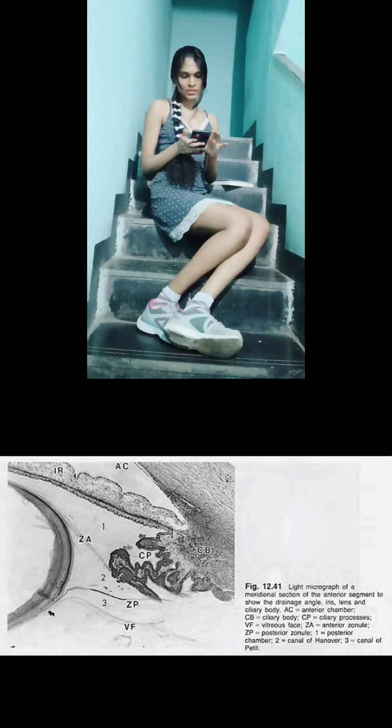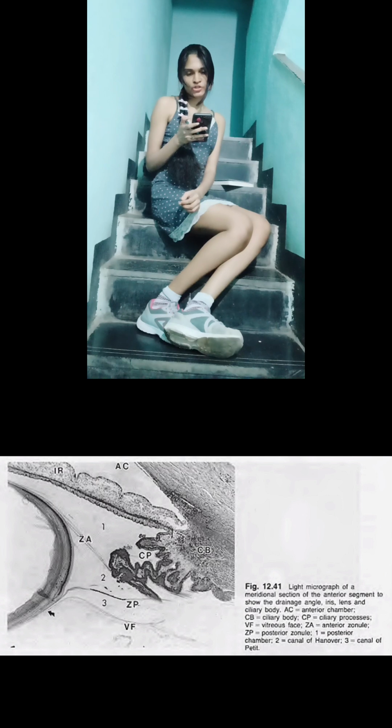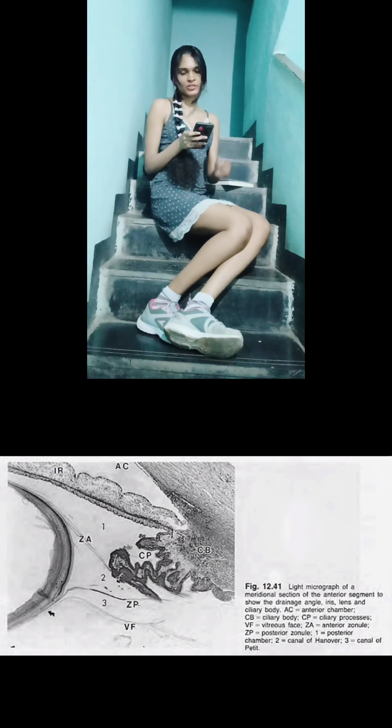And now we'll see the figures fast. Figure 12.41. Light micrograph of a meridional section of the anterior segment to show the drainage angle, iris, lens, and ciliary body. AC stands for anterior chamber, CB ciliary body, CP ciliary processes, VF vitreous face, ZA anterior zonule, ZP posterior zonule, 1 posterior chamber, 2 Canal of Hannover, and 3 Canal of Petit.